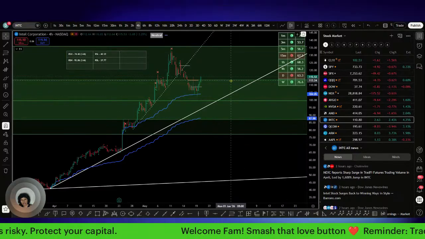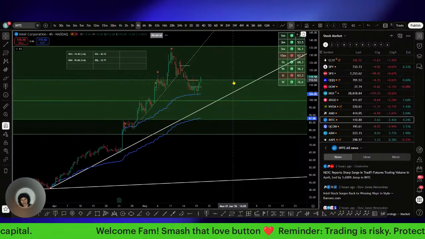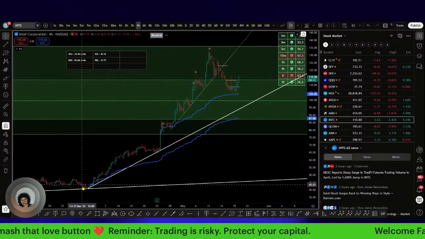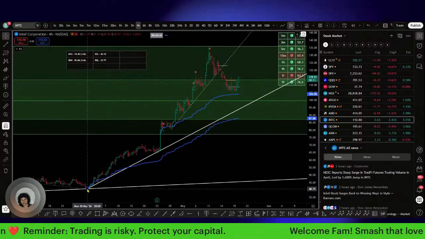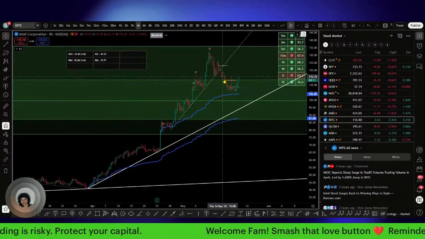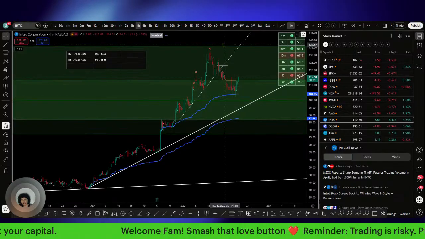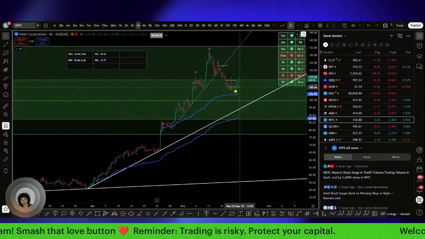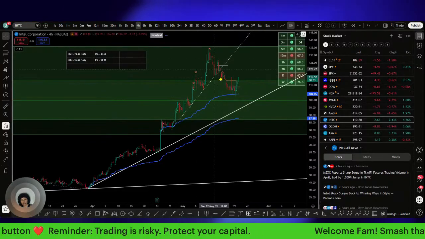I have to draw a new fib level for this. What I'll probably do is draw a fib extension from there to here. If we do manage to break above here, if we manage to come up that high, I don't know if that's going to happen or not.